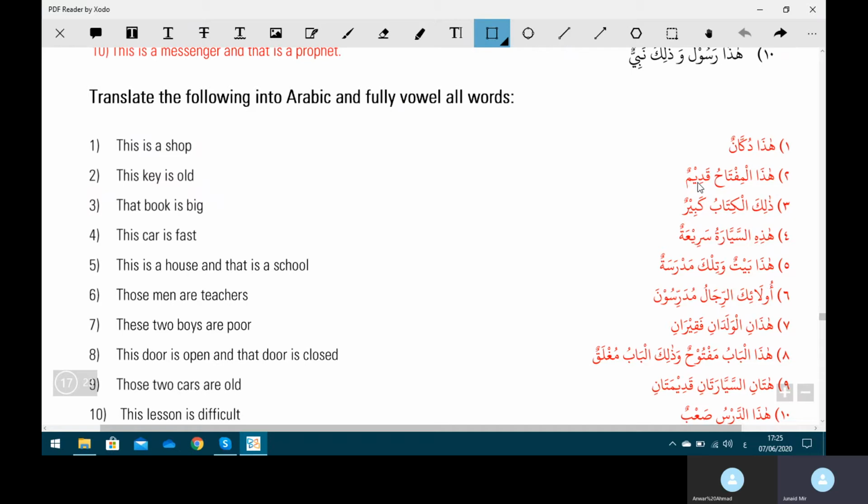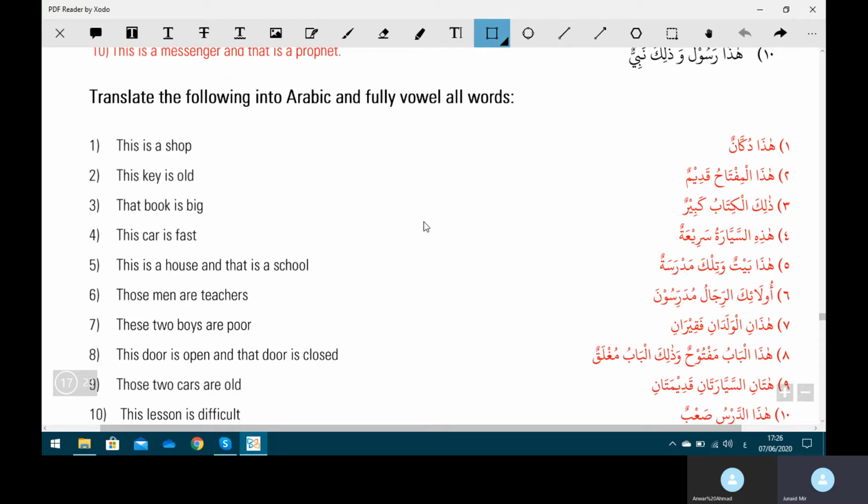I didn't say qadimatun. I didn't make it feminine. I didn't say qadimani. I didn't make a dual. I kept it singular to agree with al-miftahu. I didn't say qudama, which is the plural. So we have to make it agree in number and gender. That's the reason we say qadimun and not qadimatun, qadimatani, qadimani, or qudama either.